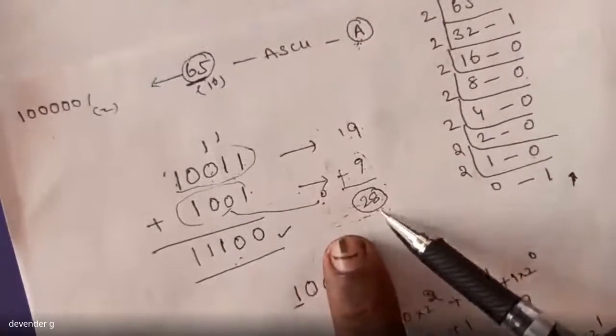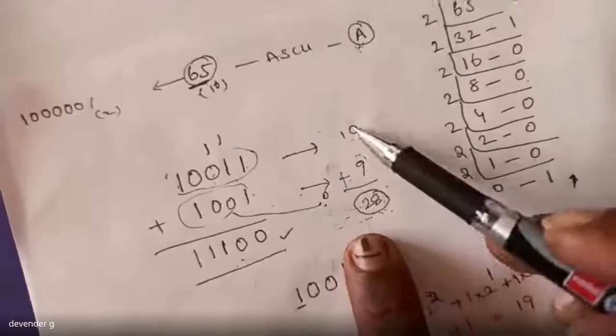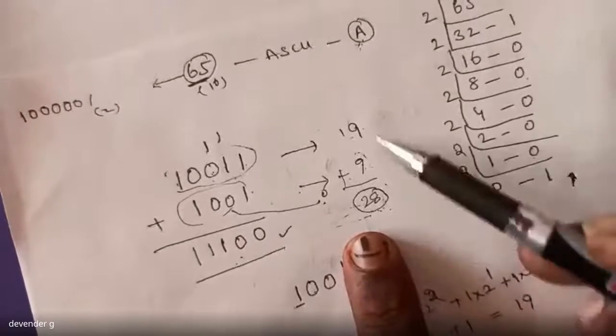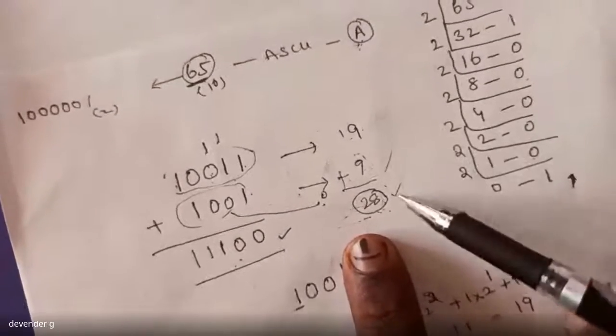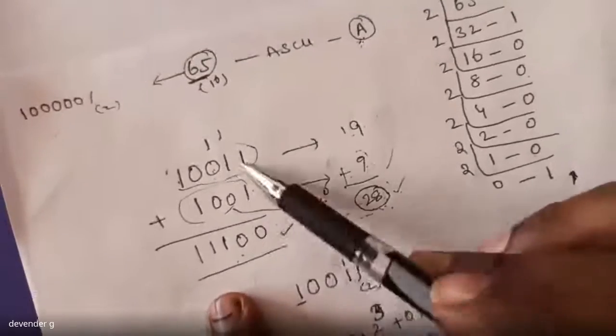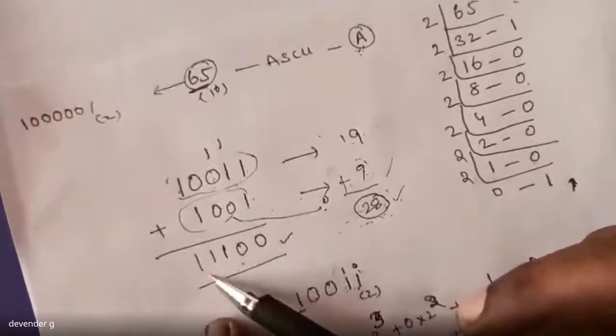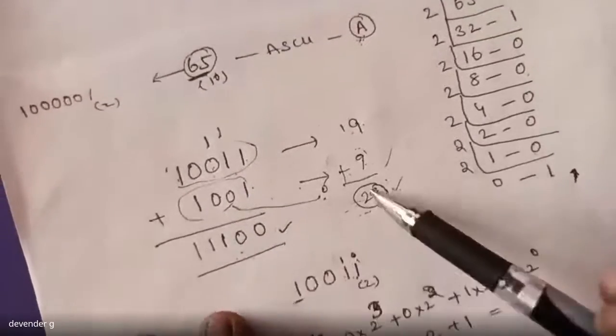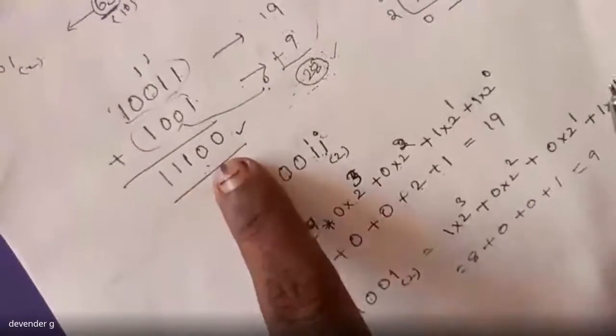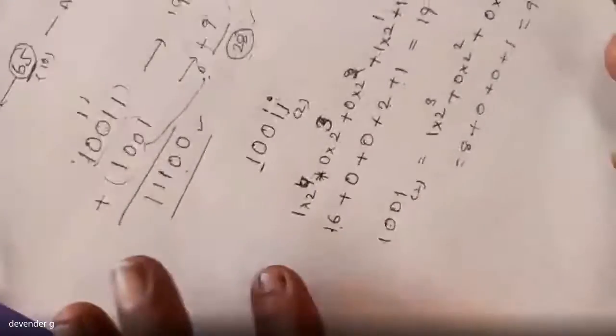Now let's see whether this is correct or not, whether 19 plus 9 is 28. Mathematically it is true, this is correct. So whether our calculation is correct or not, we'll convert this again into numbers, then we'll see whether we get 28 or not. So we'll see this one.